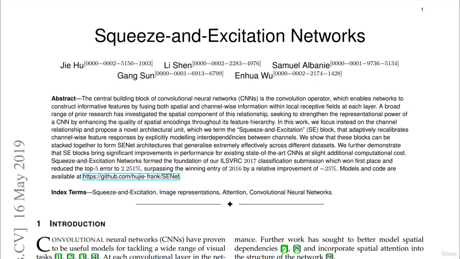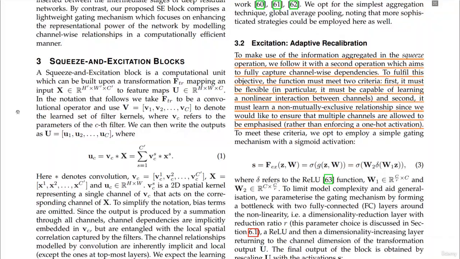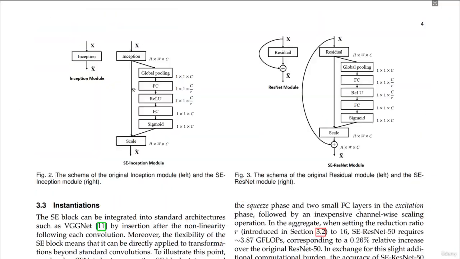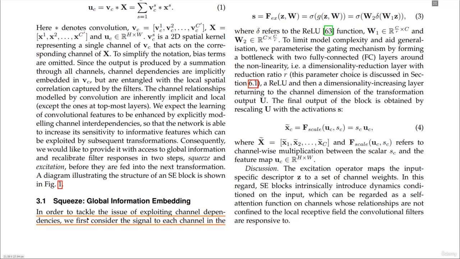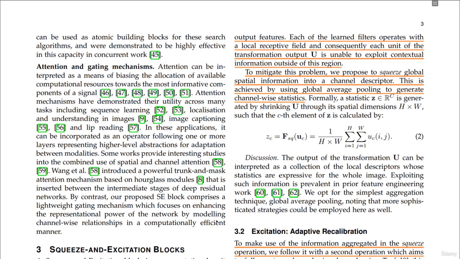The other part of the MBConv layers which was discussed in the EfficientNet paper was the squeeze and excitation networks developed by Hu et al. They are made of the squeeze and excitation blocks. We start with a squeeze block. In order to tackle the issue of exploiting channel dependencies, we first consider the signal to each channel, the output features. Each of the learned filters operates with a local receptive field, and consequently each unit of the transformation output is unable to exploit contextual information outside of this region.